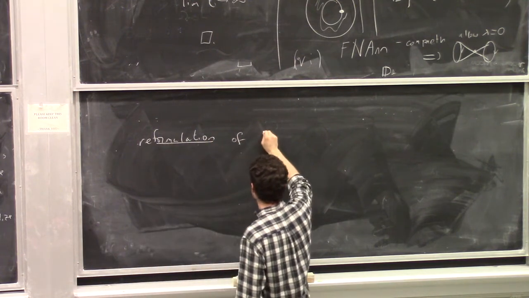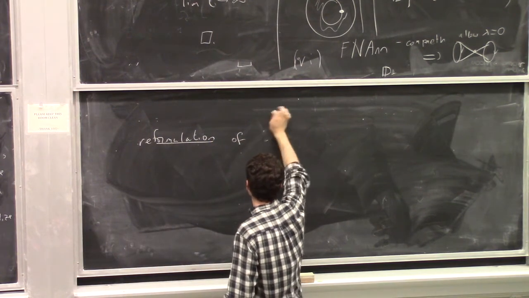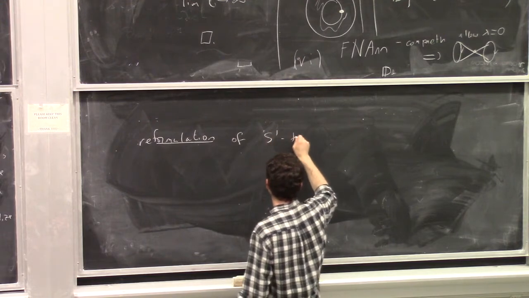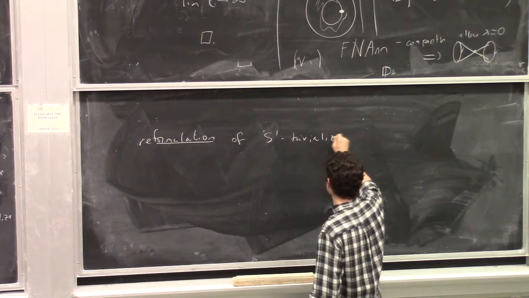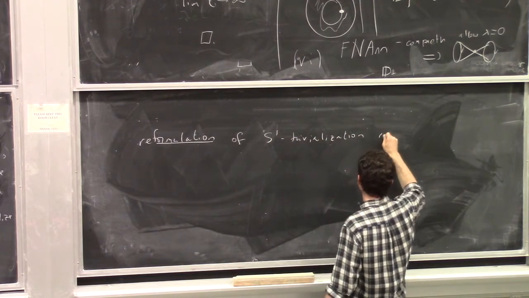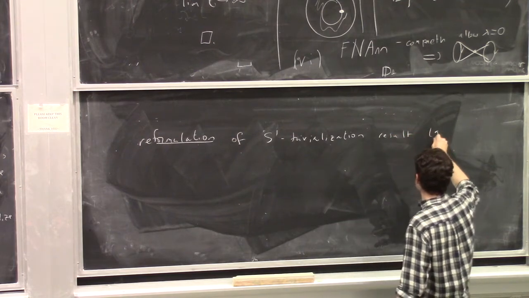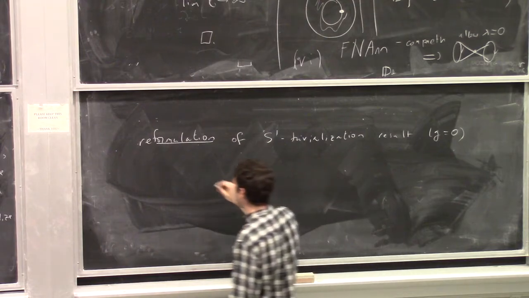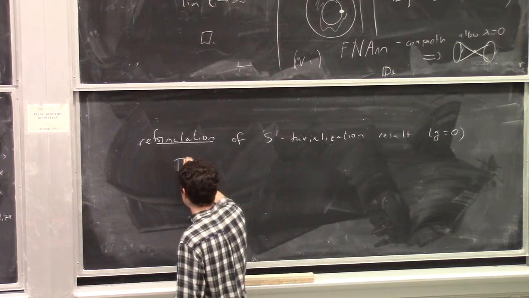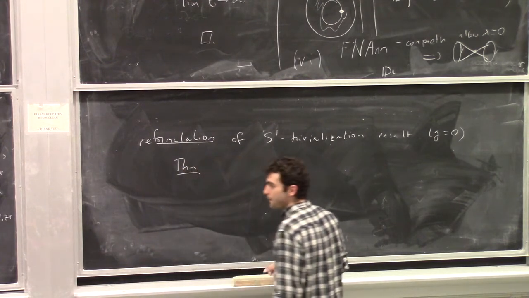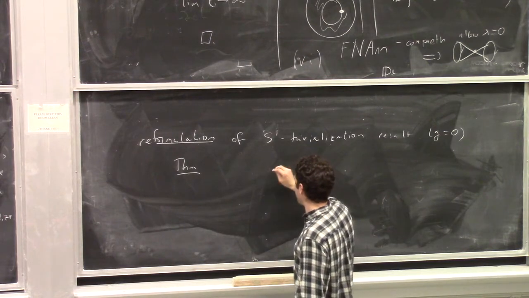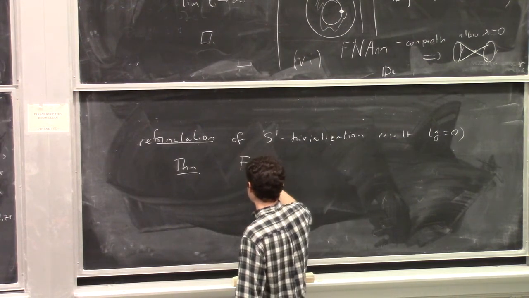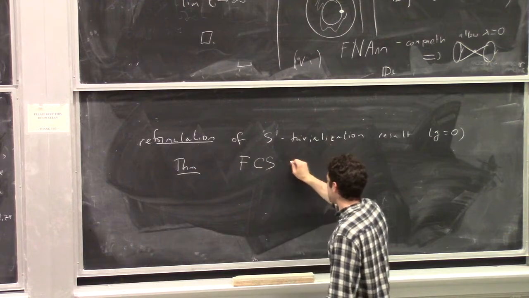Using some category theory of this S1 trivialization result at genus 0. This will be a reformulation, in fact, a strengthening, as follows. So, theorem. Consider our operad of framed smooth complex surfaces.